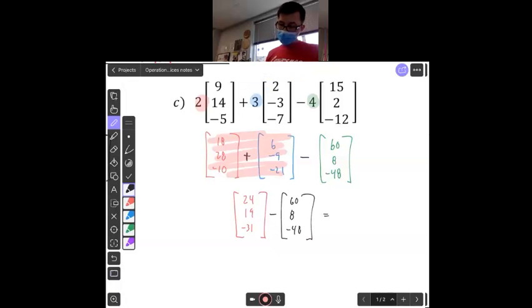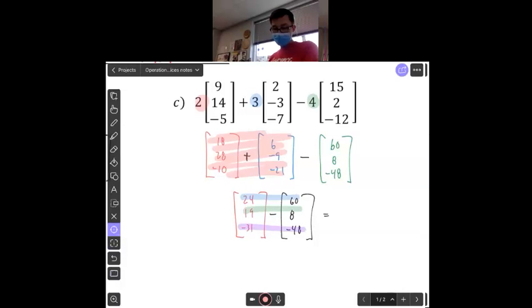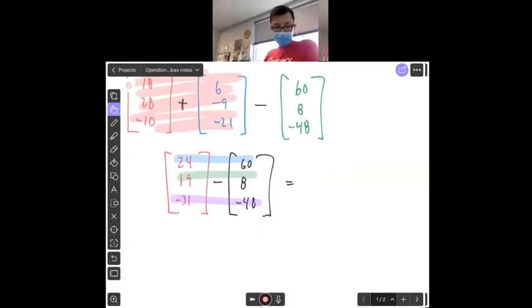So just make sure you're talking yourself through this, right? It's row by row. All right, do that subtraction. And hear me say it: 24 minus 60, 19 minus 8, -31 minus -40. I'm always reading that. I'm not just looking at the numbers. I'm making sure I'm reading that. And if you need to use a calculator, use a calculator. I don't care. Just get it done right.